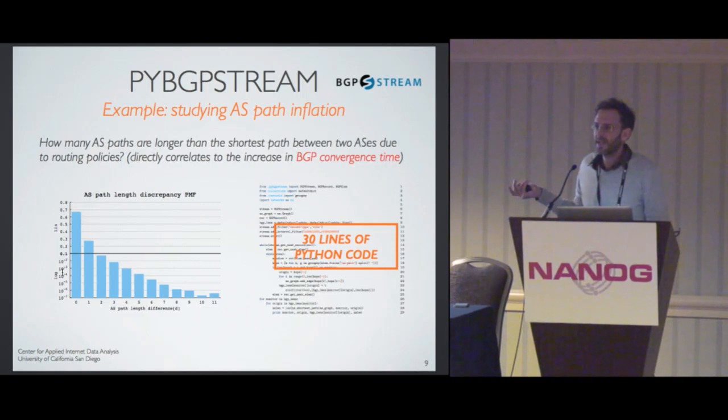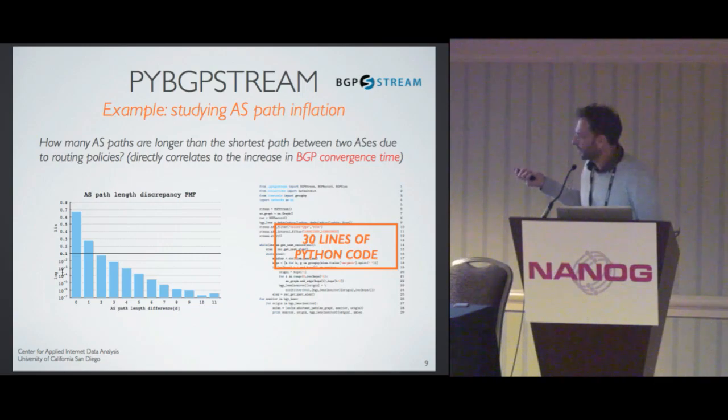This shows instead how you can use the Python bindings that we created. These are Python bindings to the main C library of the project. So you have the efficiency of code written in C, but the ease of using Python for your scripts. We call the bindings PyBGPStream.